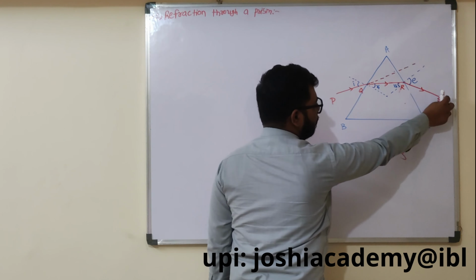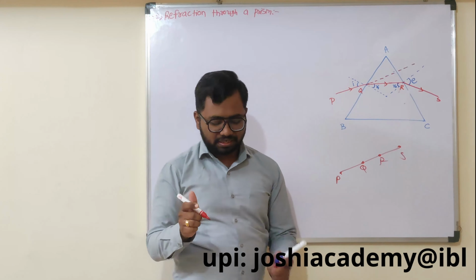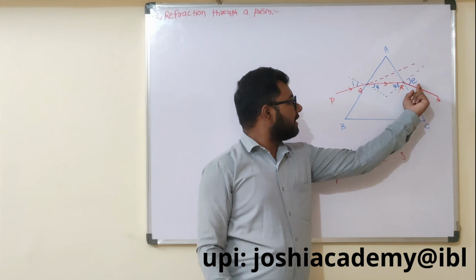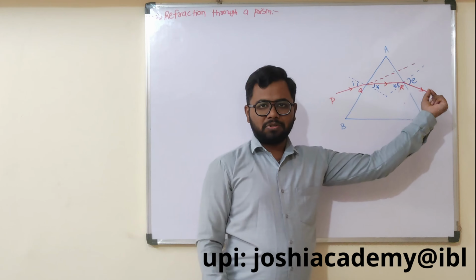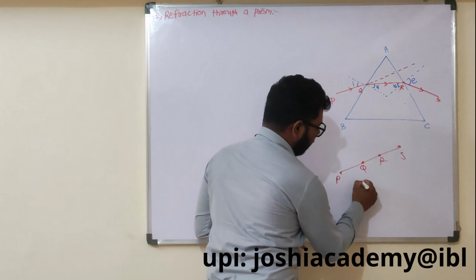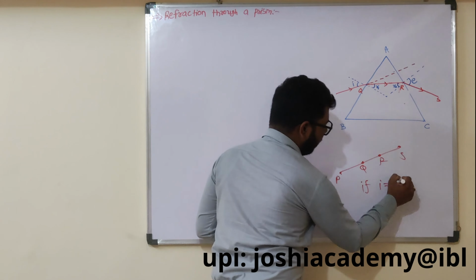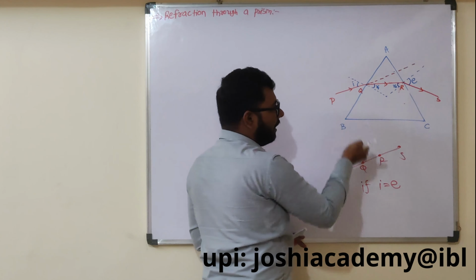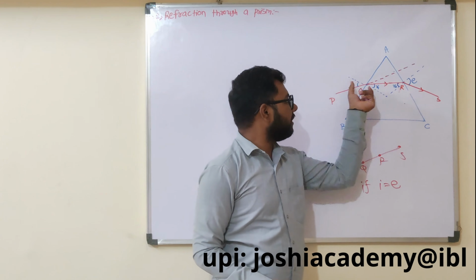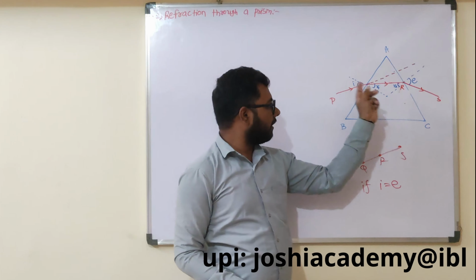Let us put the light source over here. Okay, let us assume that the light source is at the edge and the angle of incidence is exactly equal to the angle of emergence for this case. So if our I is equal to E, then the same phenomena will be repeated. That means the same sort of refraction and emergence will occur in the prism.